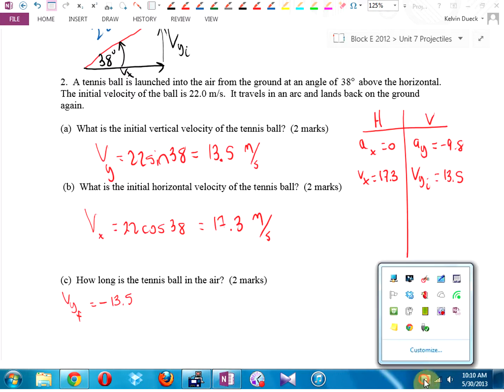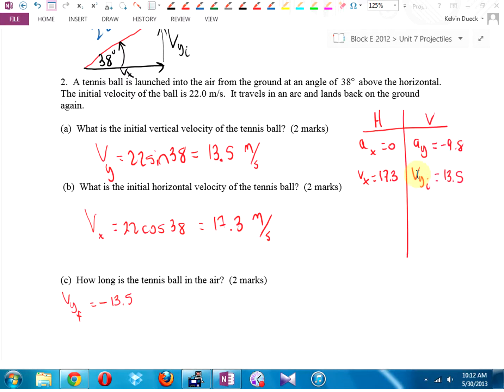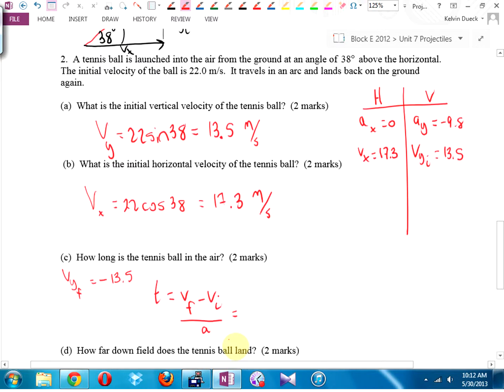Pause the video for a second. So I think I can go... time equals Vf minus Vy all over a. You know what? If I want to be really accurate without rounding it off at all, instead of using the 13.5, I could even go negative 22 sine 38 minus 22 sine 38, all divided by negative 9.8. That would be dead accurate, no rounding off.